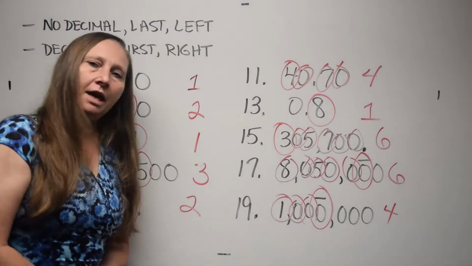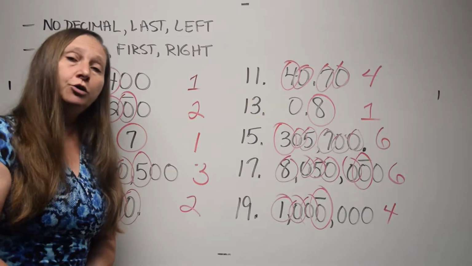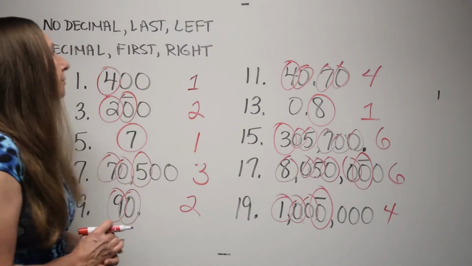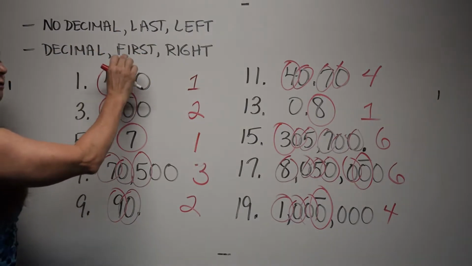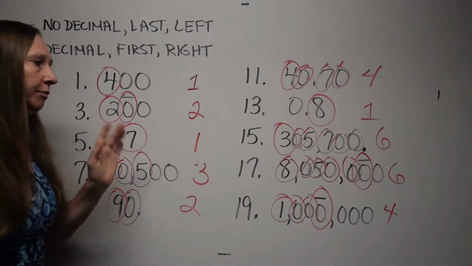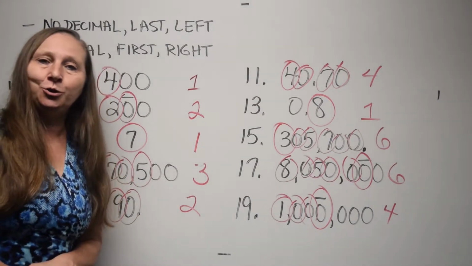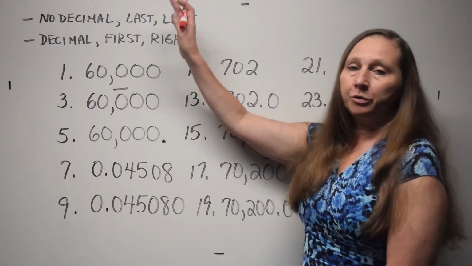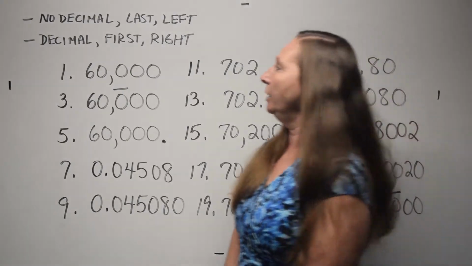I'm not going to put up the answers to the even numbers because you already have the answers, but why don't you practice the even numbers now using this version of the rules? No decimal, last, left. Decimal, first, right. Practice that. And then there's more practice problems, and then we'll go on to scientific notation. If you're using the worksheet, these numbers go straight down, the odd numbers. All right, and here we go. Let's try to do this quickly.